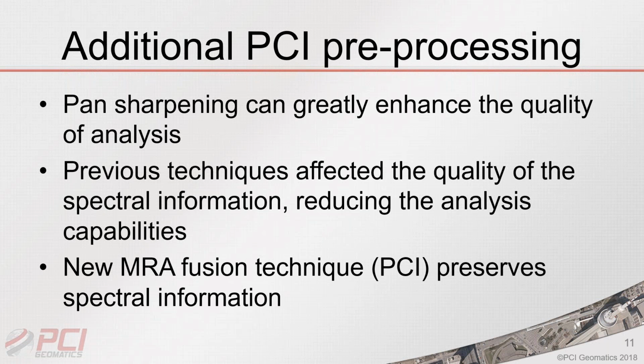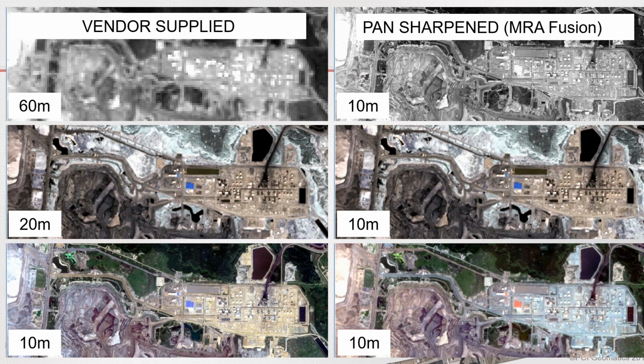So PCI has been busy developing a multi-resolution analysis fusion technique. It uses wavelet techniques for preserving the radiometric quality of the data and the spectral information. You'll see in a few minutes some of those results. So we think this is a great addition. For example, a Sentinel image, which provides 10-meter data, could be pan sharpened using this MRA and has been in this example pan sharpened to 10-meter resolution.